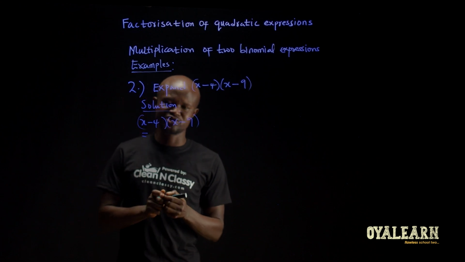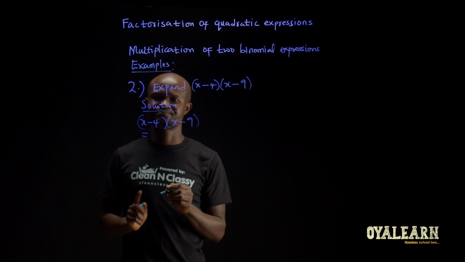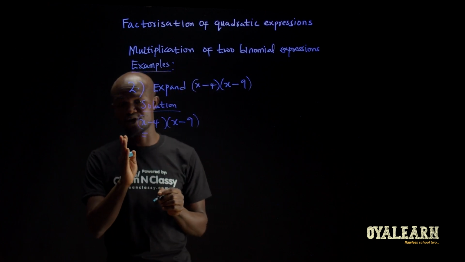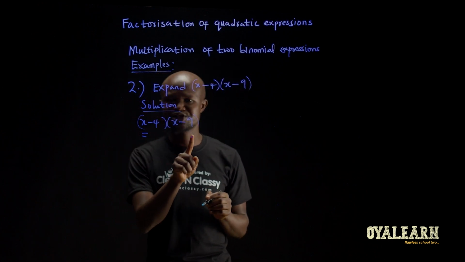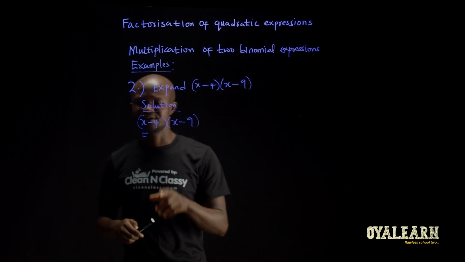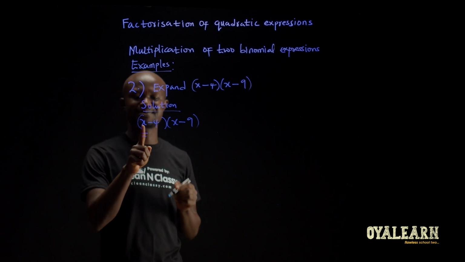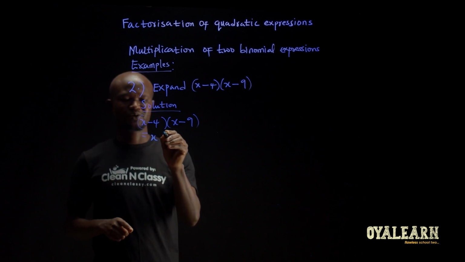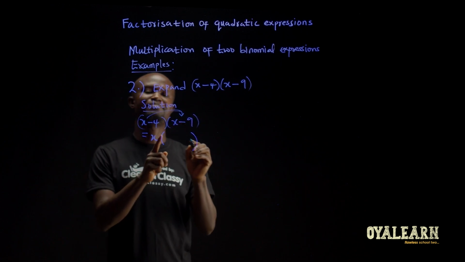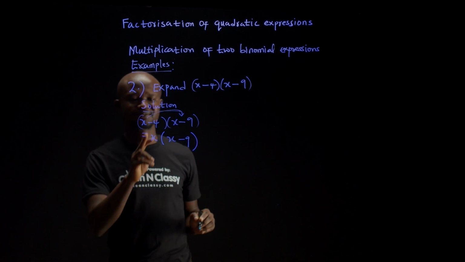Now, what is the first thing to do? This is the first binomial expression, which is x minus 4. The second binomial expression is x minus 9. Now, from the first binomial expression, the first term is what? Is x. We are going to use it to multiply the second binomial expression, which is x minus 9.